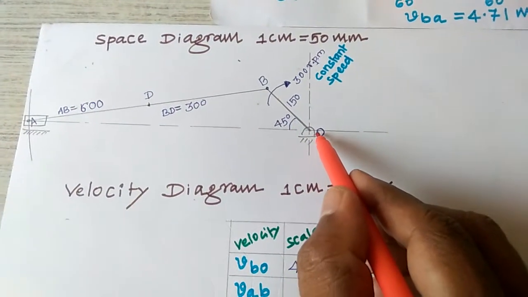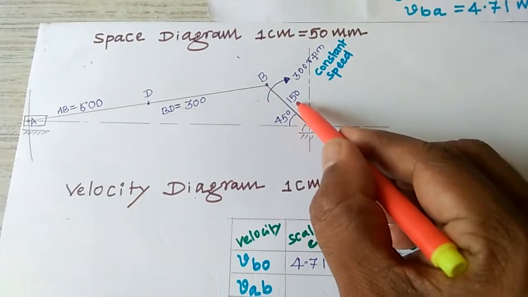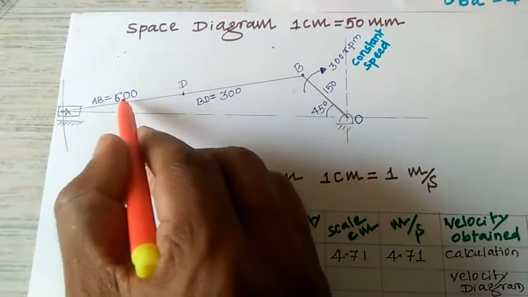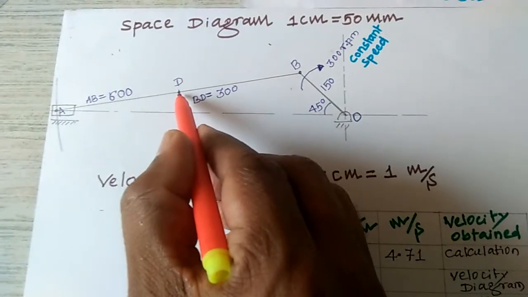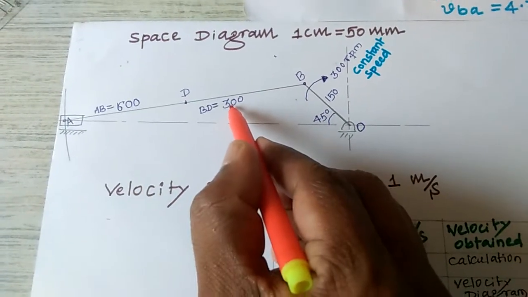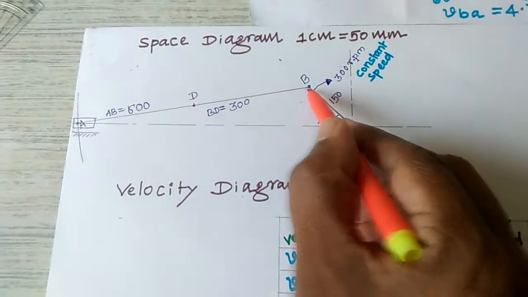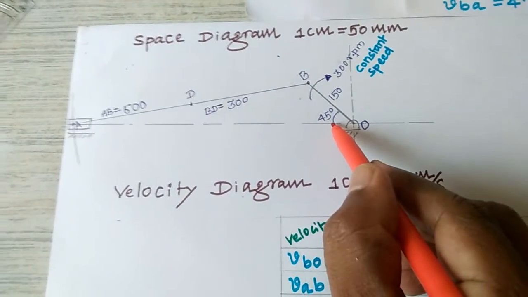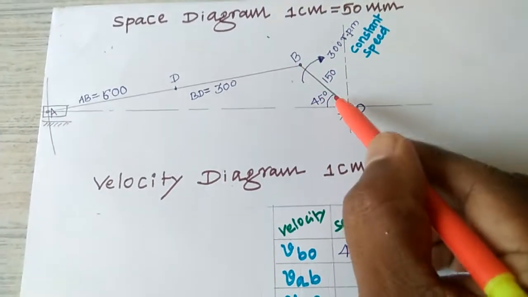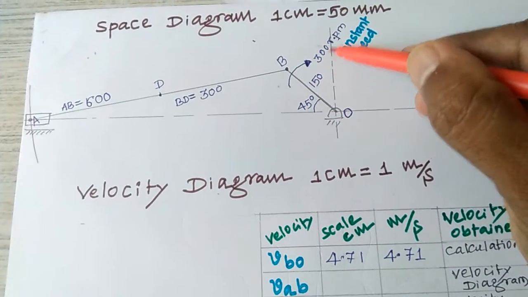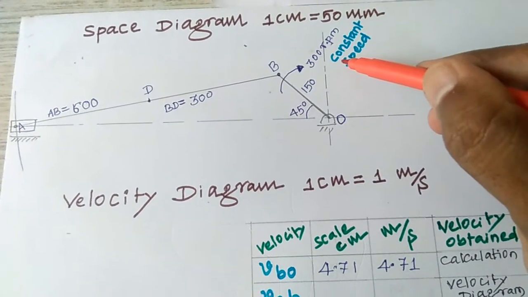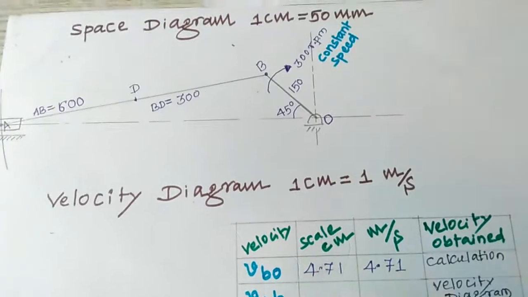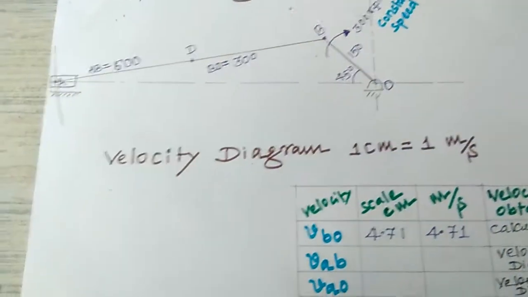What I did, I have taken OB as 150 mm. Then AB is 600 mm. The midpoint is D, that is 300 mm from both A and B. The crank makes an angle of 45 degrees with respect to OB, and it rotates at 300 rpm, and they have given it as a constant speed. I drew this space diagram.